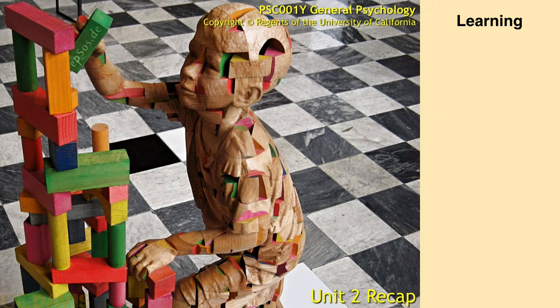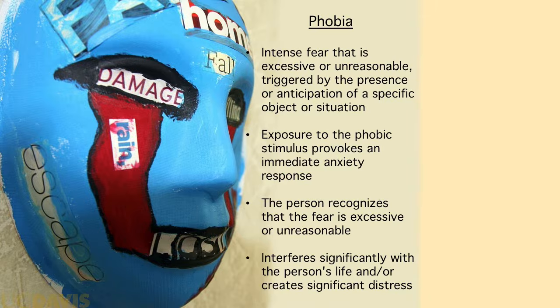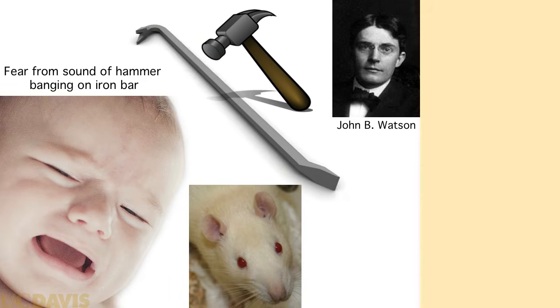Now let's review what we've learned from the lectures on learning, which included phobias, classical conditioning, operant conditioning, and observational learning. Let's start with phobias. A phobia is a very intense fear. To count as a clinical disorder, it must be so severe that it interferes with daily life. Classical conditioning is often used to explain phobias.